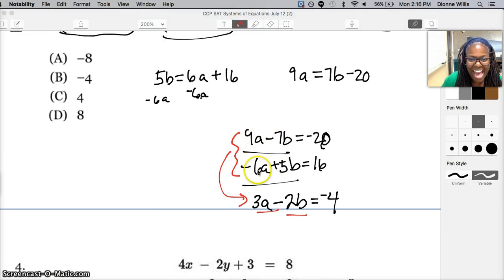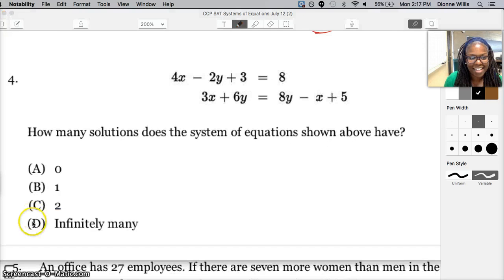When I add these two equations together, notice I get 3a minus 2b, and I get a numerical answer on one side, which is negative 4, and therefore my answer is B. Here in number 4, your answer should be D.